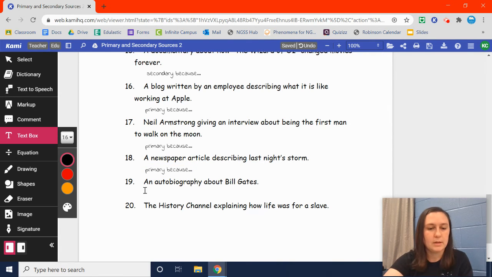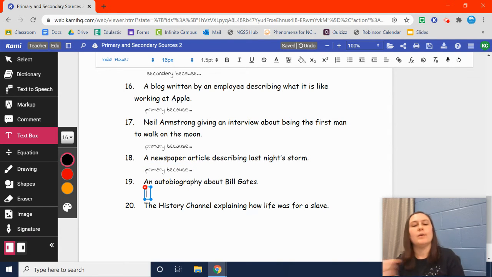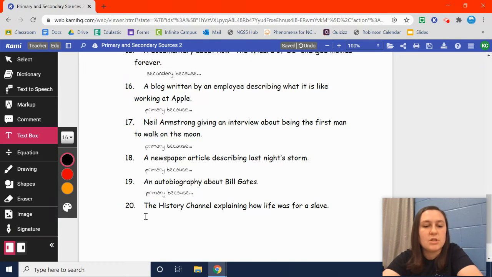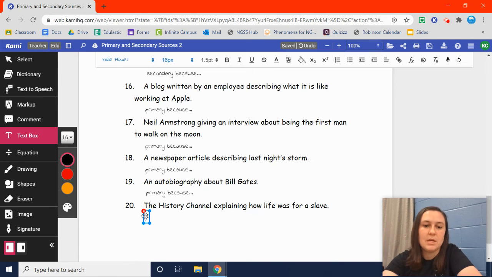Support your own thinking. Number 19, an autobiography about Bill Gates. Remember, autobiography is a story written about somebody by themselves, by that same person. That is a primary source. And number 20, the History Channel explaining how life was for a slave. Nobody in the History Channel knew what it was like to be a slave. So that is a secondary source.